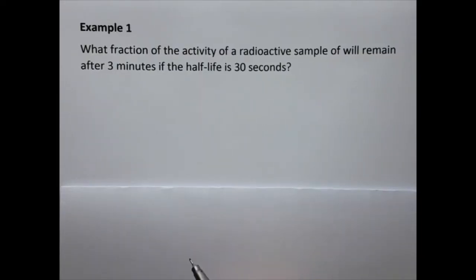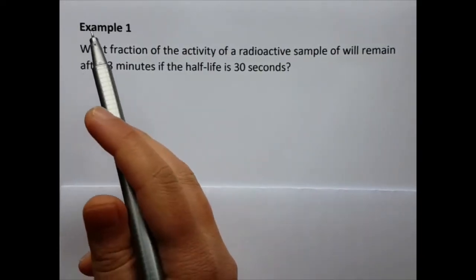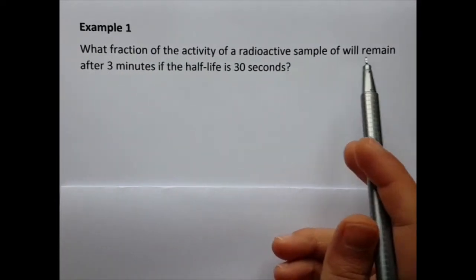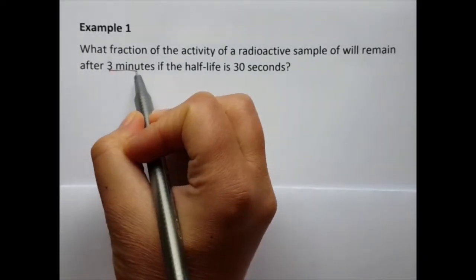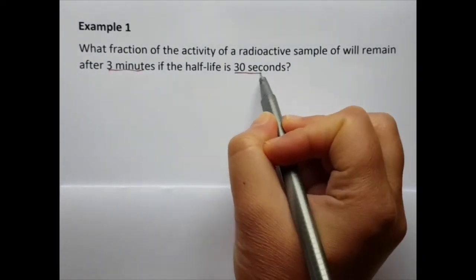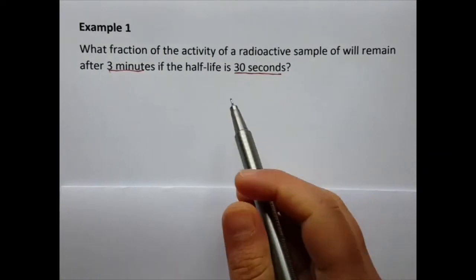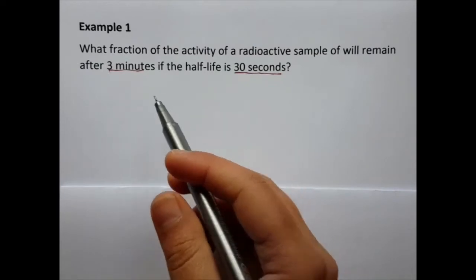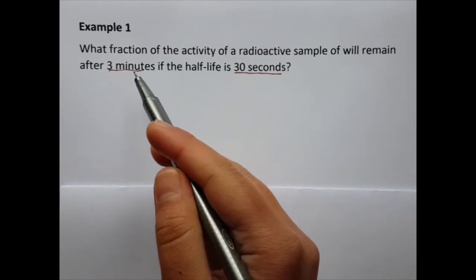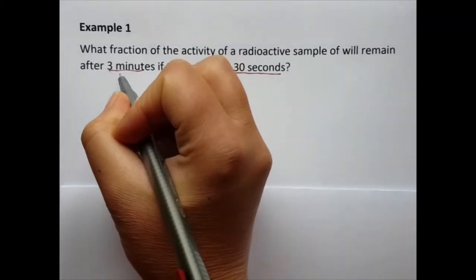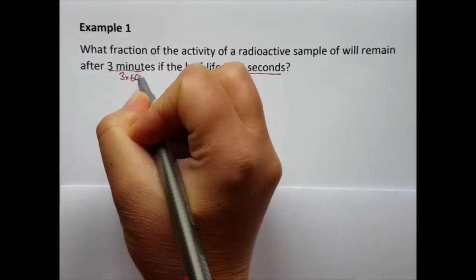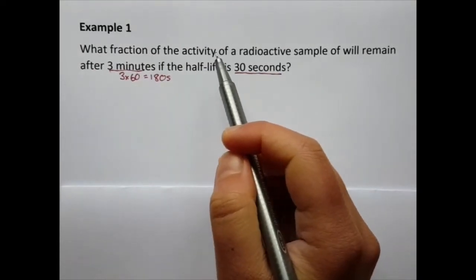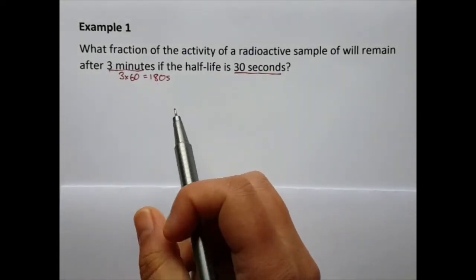So we're now going to look at 3 examples of half-life calculations. Example 1 says, what fraction of the activity of a radioactive sample will remain after 3 minutes if the half-life is 30 seconds? Okay, so the first thing that we need to do is make sure that both of our numbers are in the same units. Now, at National 5 Chemistry, I'd expect you to be able to convert minutes into seconds, so that's 180 seconds. So we're looking for what fraction of the activity will remain after 180 seconds if the half-life is 30 seconds.